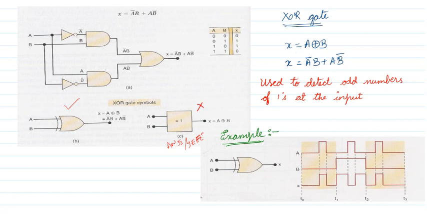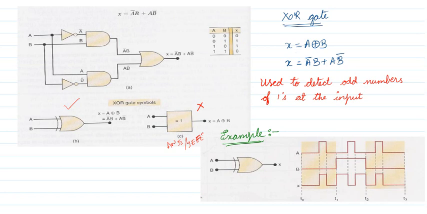Now we look at the example. See what happens. The XOR gate output is 1 only when either A or B is 1. When B is 1 and A is 0, the output is 1. Similarly, when A is 1 and B is 0, the output is 1. When both are 1, the output is 0. When both are 0, the output is 0. Now this also we can see as an example.